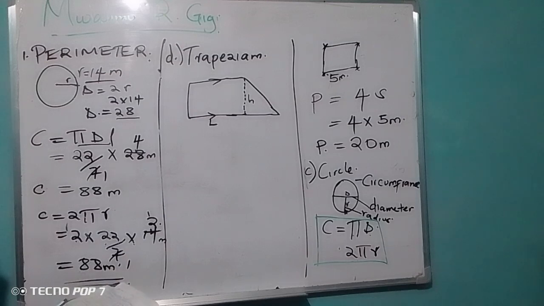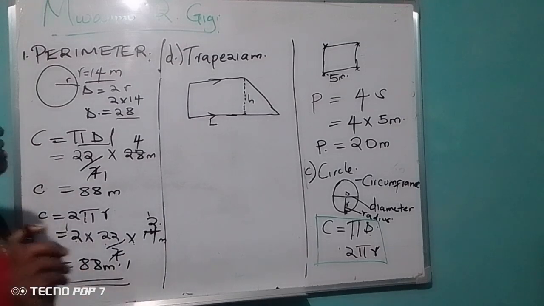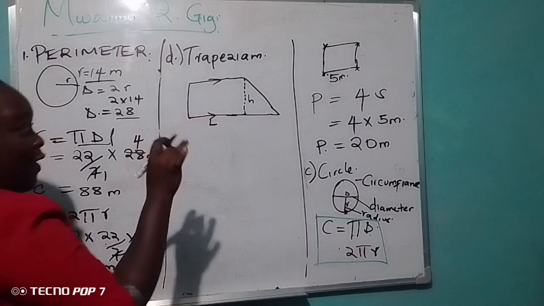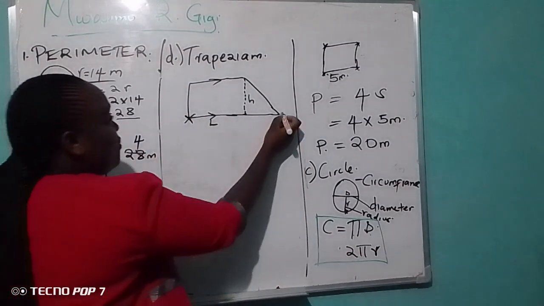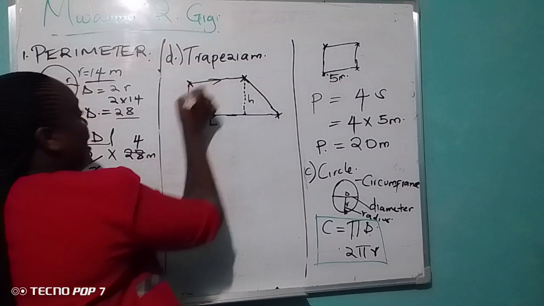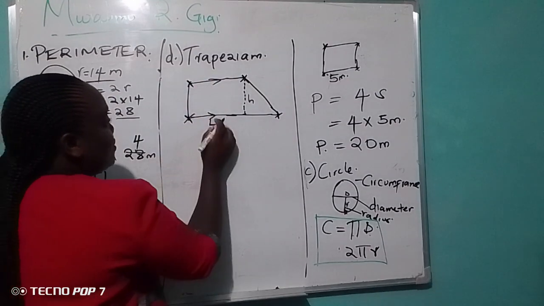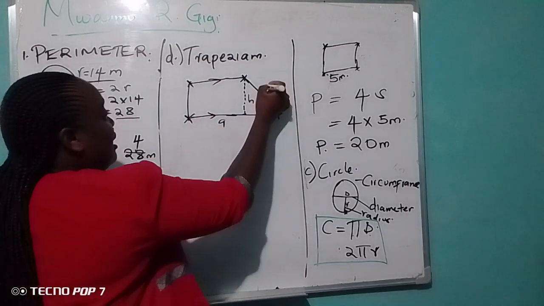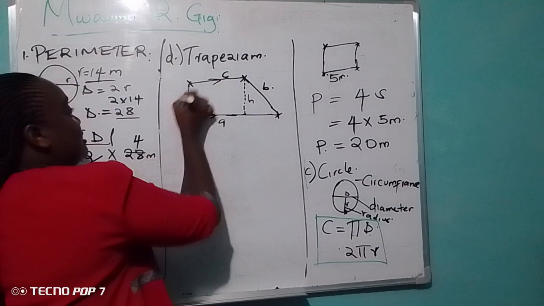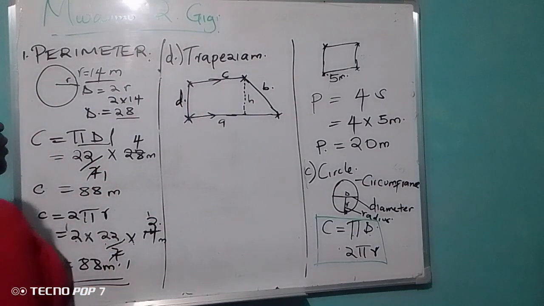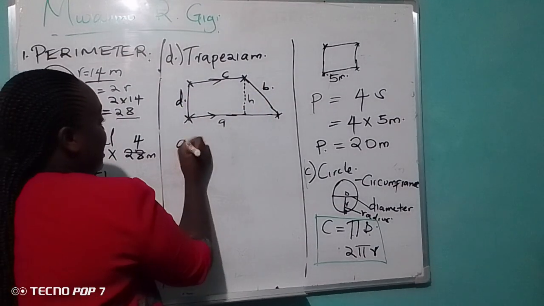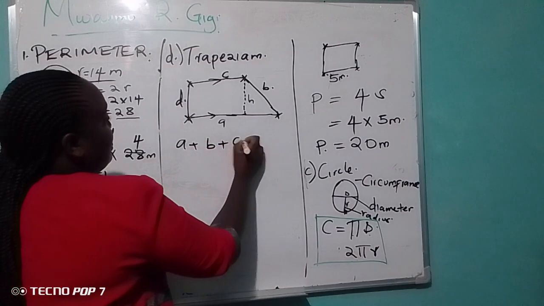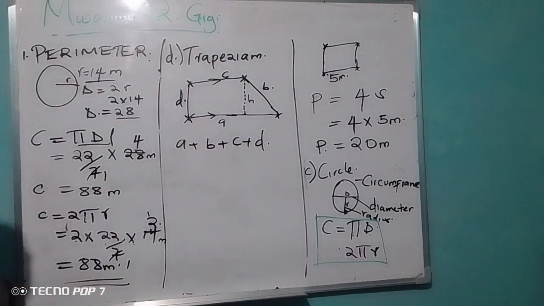So finding the perimeter of a trapezium. Tulisema perimeter is the distance all round. So utatoka hapa, uende hapo, urudi hapo. So if this is A, utasema A plus B plus C plus D. Sawa. You can't include the height. So it's A plus B plus C plus D. That's just it.